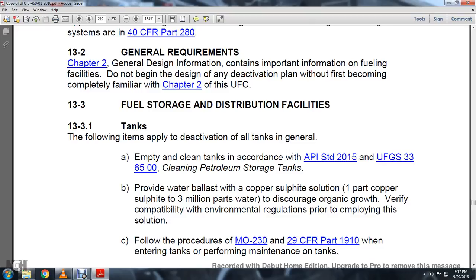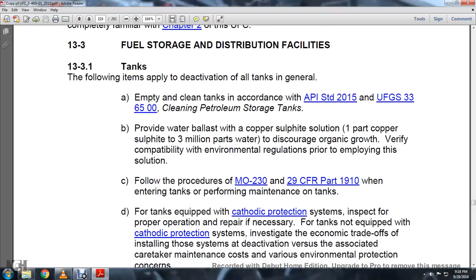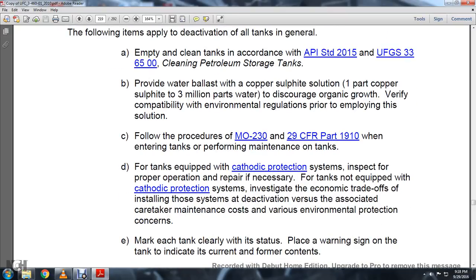Empty and clean tanks according to the applicable API Standard 2015 or UFGS 33 36 00. For cleaning petroleum storage tanks, provide water ballast with a copper sulfate solution, 1 part copper sulfate to 3 million parts water, to prevent organic growth. Verify compatibility with environmental regulations prior to employing the solution. For the procedure, see OSHA Title 29 Part 1910, when entering tanks to perform maintenance.